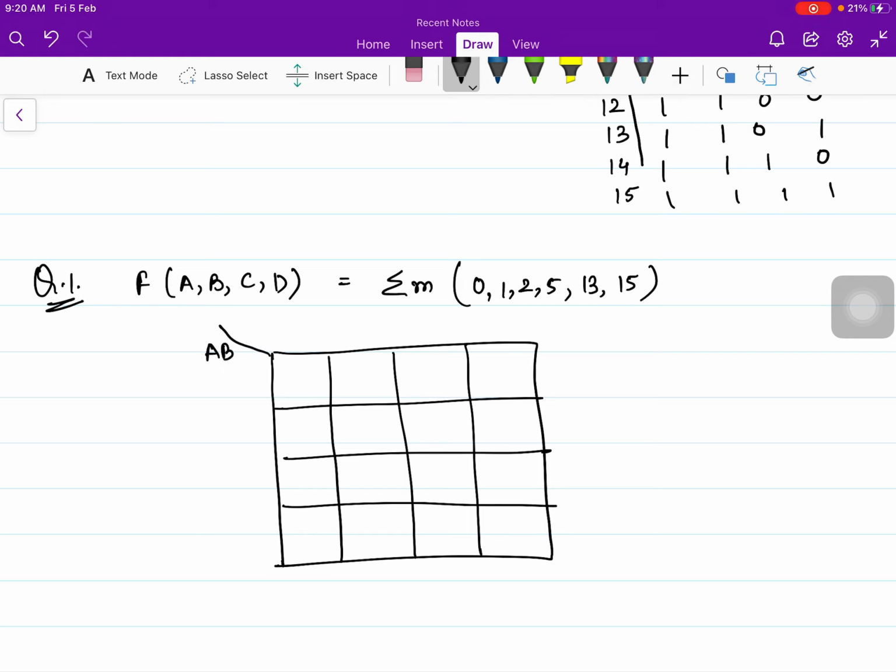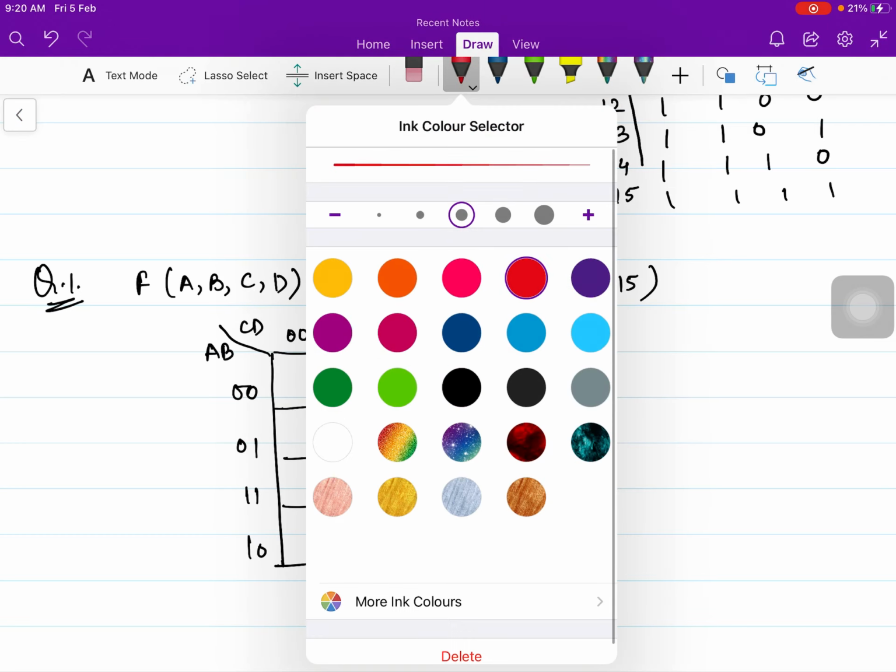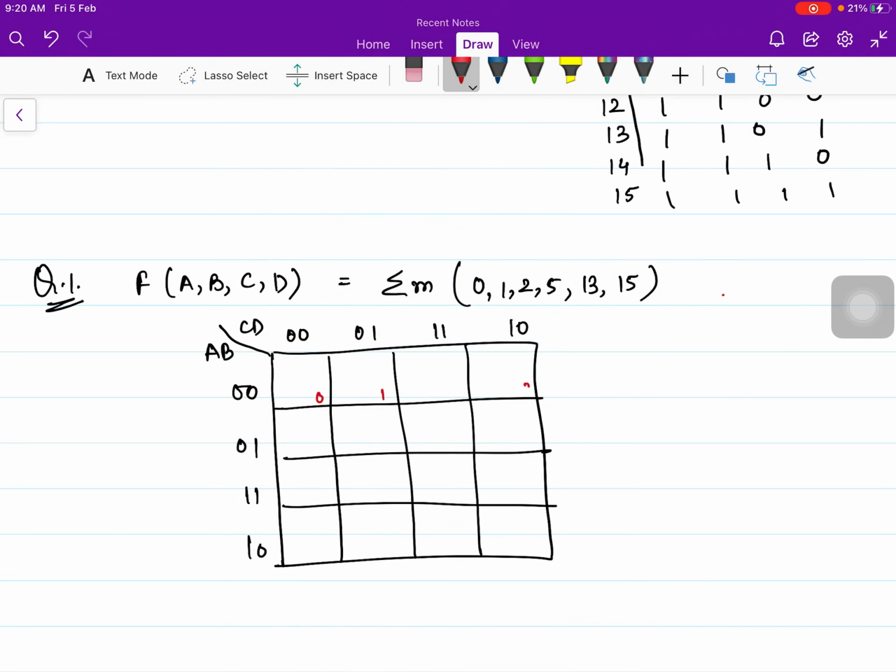So we are drawing the structure here. Okay, then we will number it. Okay, then we will insert ones. So it is 0, 1, 2, 5, 13 and 15.